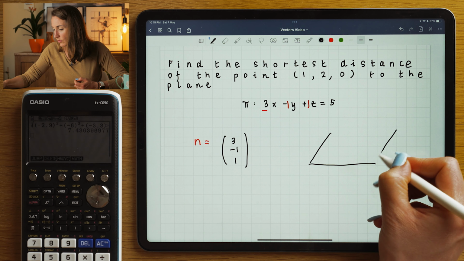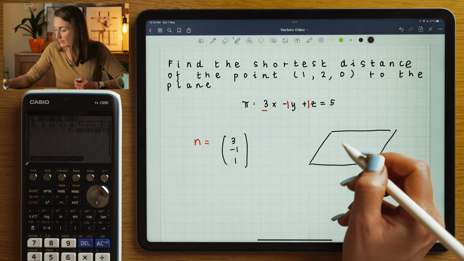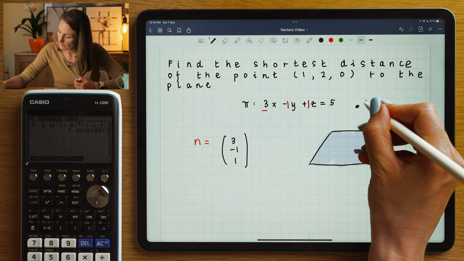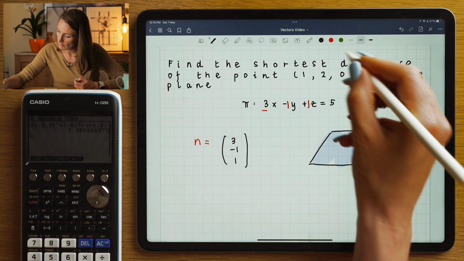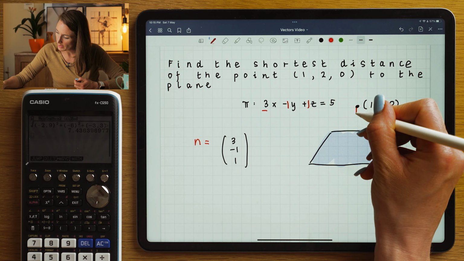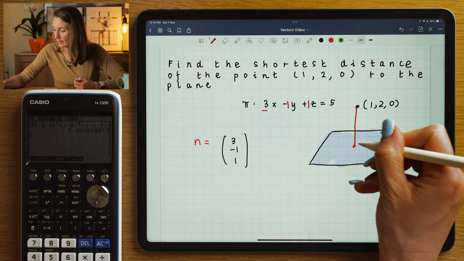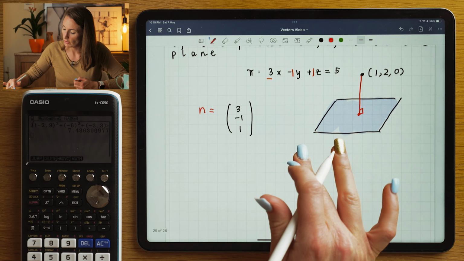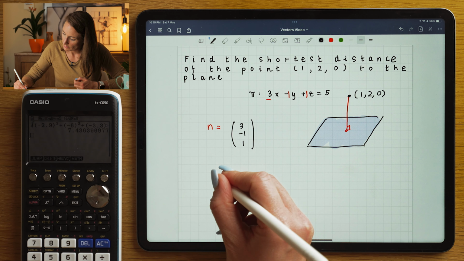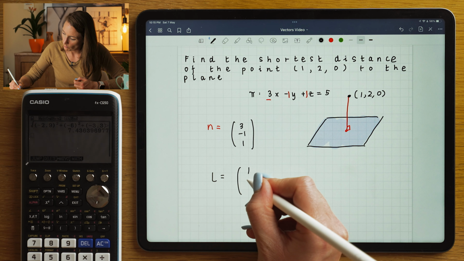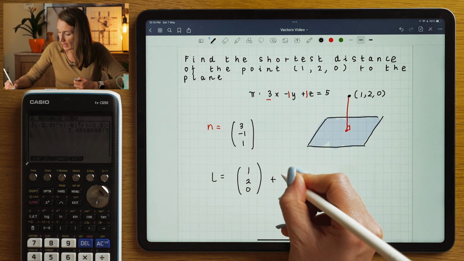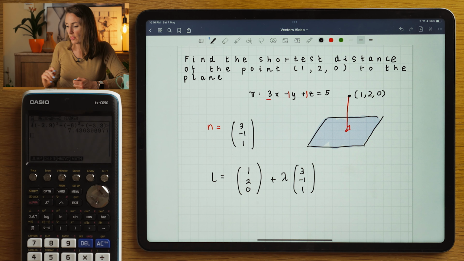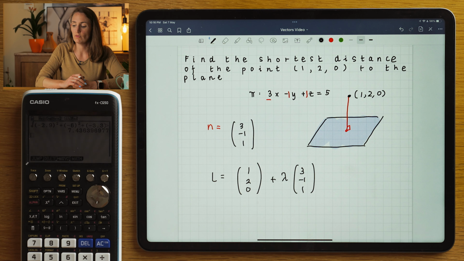Okay, so this is our plane. Okay, we got our point up here, (1, 2, 0). And then we're going to form a line that takes us down to our plane along the perpendicular. So the equation of that line is going to be, using the point that we've been given, (1, 2, 0) plus lambda, and our direction vector being the normal, so that we're going in the shortest direction. That is going to be the equation of the line.